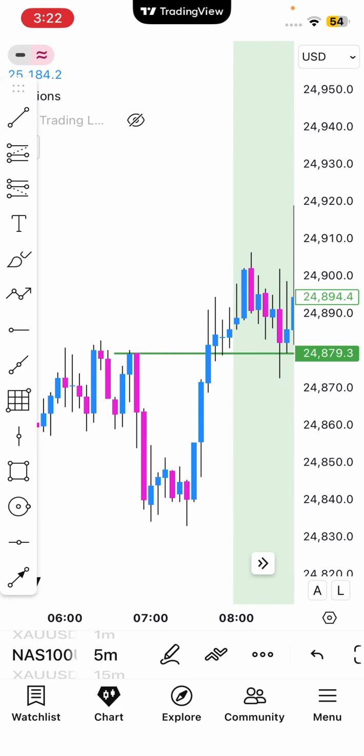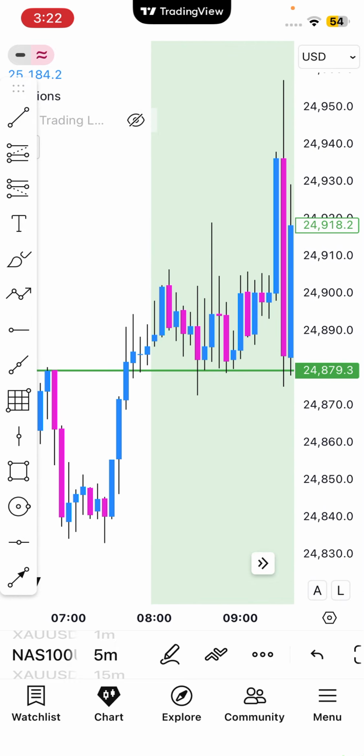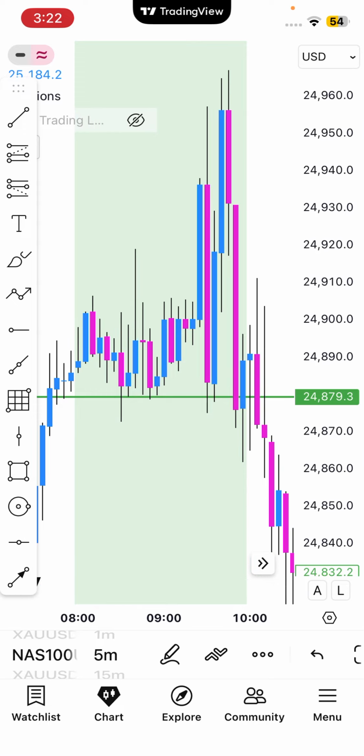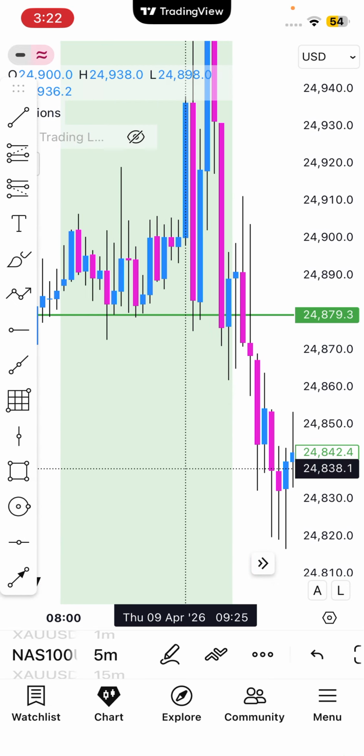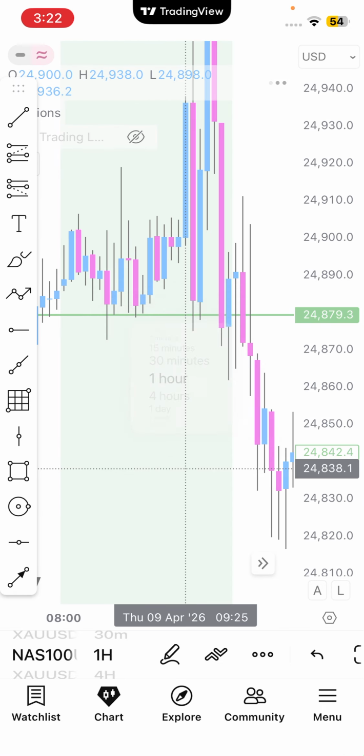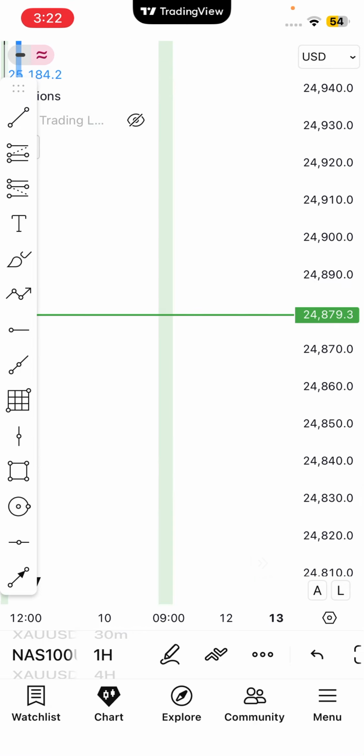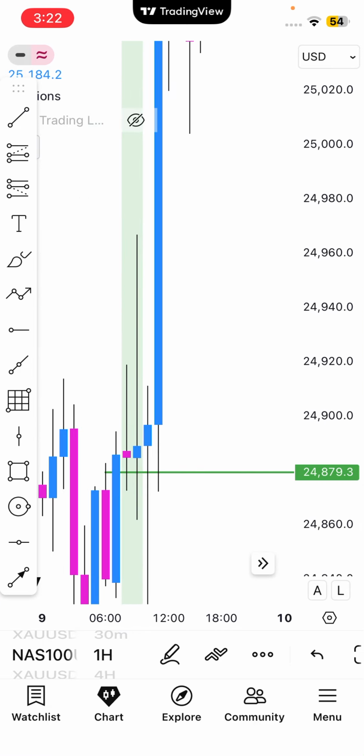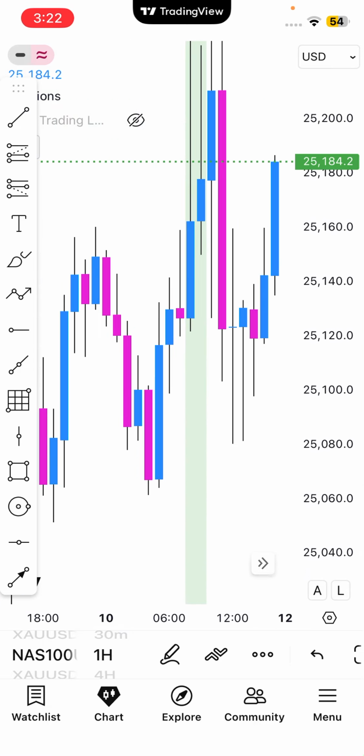So this is the level to enter from. Just a break and retest. There's a closing price confirmation, and then price went up, and then obviously it fell back down. But that was it for Thursday. Just a simple break and retest following the CMP. Now let's go to Friday.